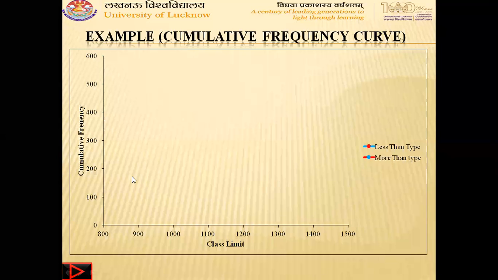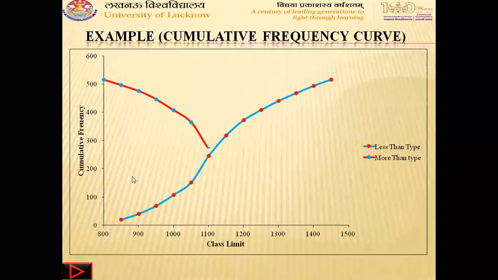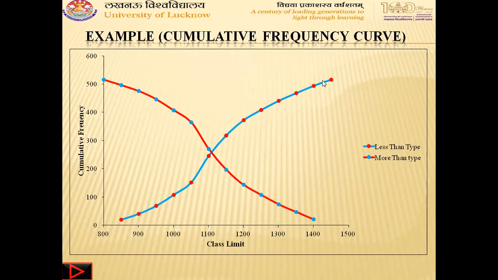Then plots are made in such a manner. This plot is for less than type cumulative frequency, so it is called the less than type cumulative frequency curve, and the red line shows the more than type cumulative frequency curve. Here you can see that the less than type cumulative frequency curve starts one point after the greater than type cumulative frequency curve.